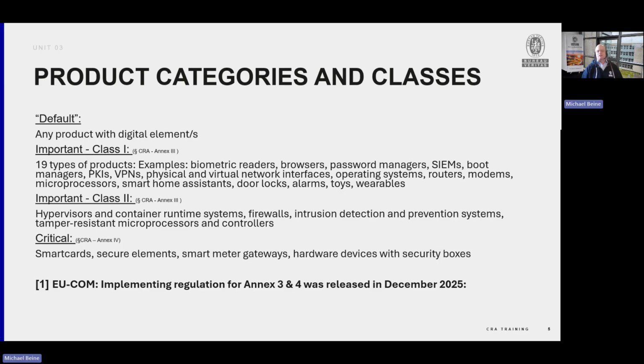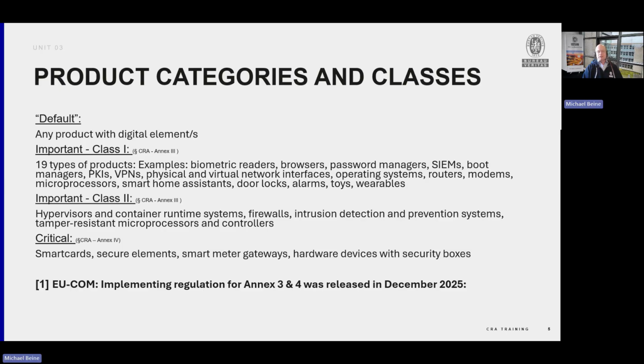Another interesting aspect is the smart home product. Smart home assistants, door locks, but also alarms, toys, and wearables. They are also in the class 1. It is important for your portfolio of products to identify if it is in one of these classes. It could also be in the important class 2, a little bit higher criticality. Hypervisors for container runtime systems, firewalls, intrusion detection and prevention systems, tamper-resistant microprocessors and controllers. So those elements would fall into the important class 2.